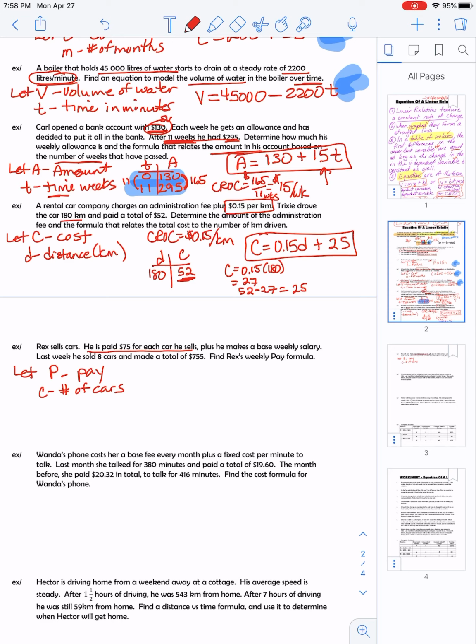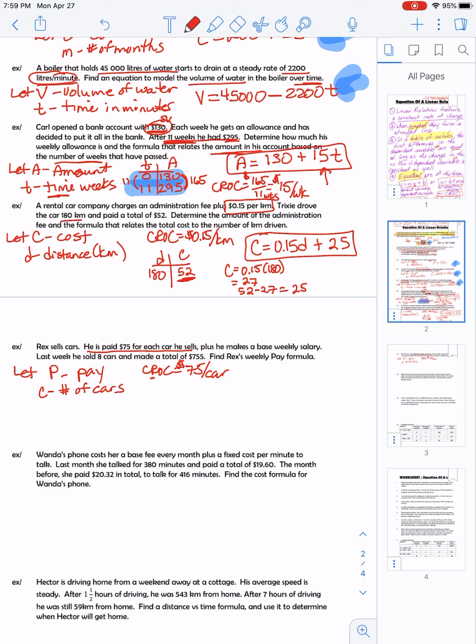Okay, so we already know for Rex, he gets paid $75 for each car. So what does that represent? $75 per car, that's the crock. The crock equals $75 per car. The R in crock means rate, so this has got to be a rate. It's got to be something per something. Dollars per week, miles per hour, dollars per car, dollars per person, liters per minute. It's got to be some kind of rate, and it's always per one of something.